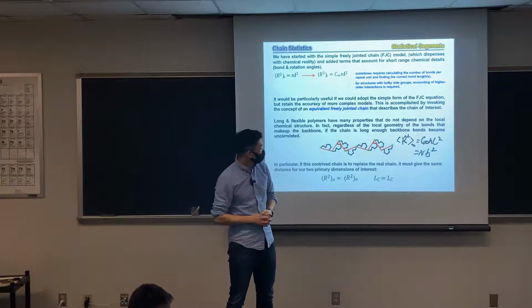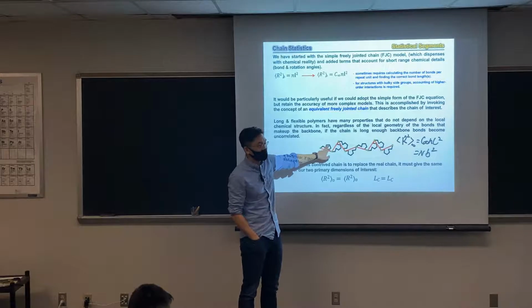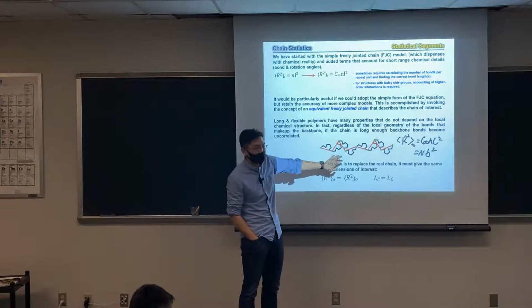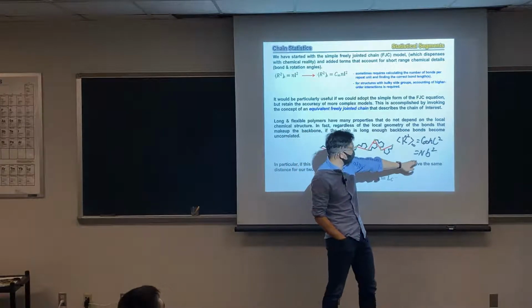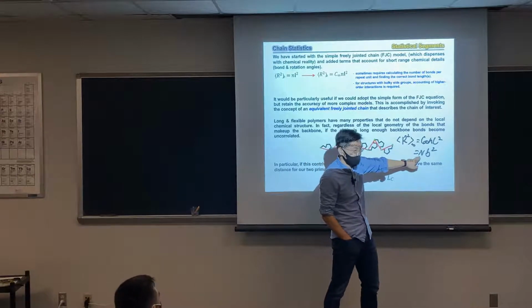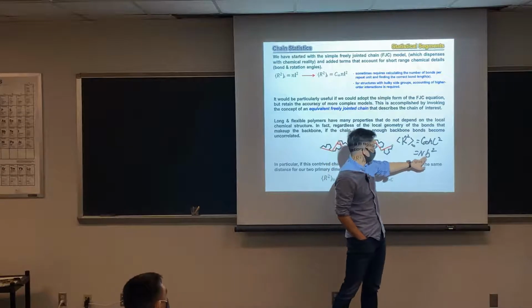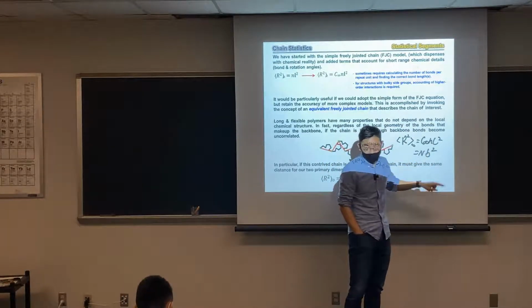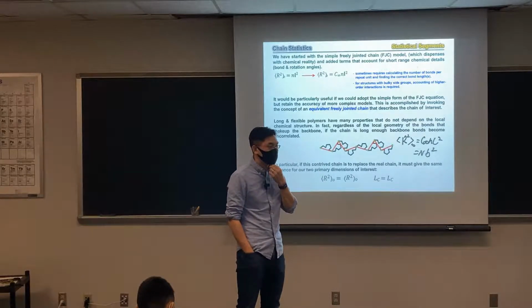But if we can replace the black chain, which is defined by the hindered rotation chain model, with a free joint chain model, it has two new sets of parameters. One is N, the degree of polymerization. Then we can bring up a new parameter called B. B is called the statistical segment length.